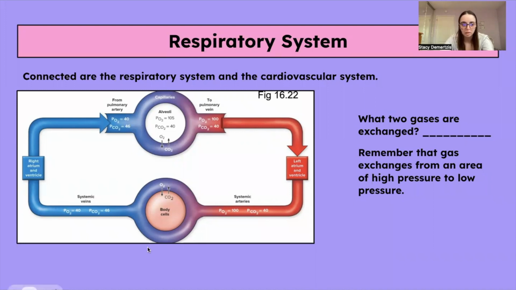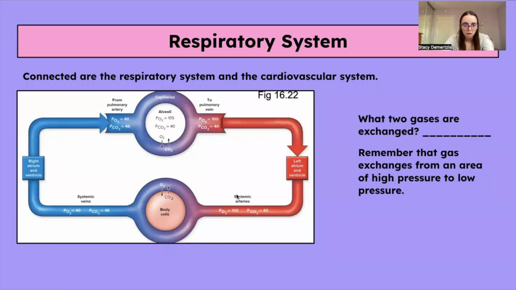And we see in the capillaries here where this gas exchange is occurring. Remember that gas exchange goes from an area of high pressure to low pressure. So where there's an abundance of something versus a lack, we're going to swap. In this example, going from deoxygenated blood, the carbon dioxide is going to go into the lungs, but the oxygen, because it's highly concentrated in the alveoli, is going to go into the blood.